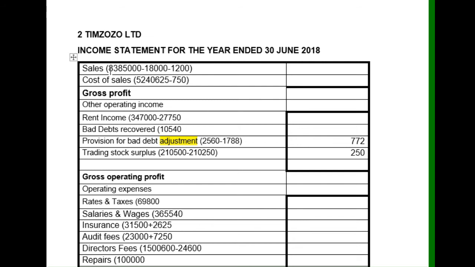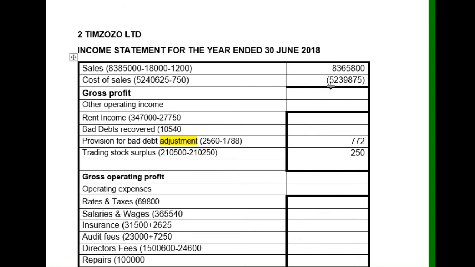To do that, I'm simply going to now do the calculation of the amounts in brackets. So it was that 8385,000 minus 18,000 minus 1,200, and that answer I'll now put in the amount column, and that is 183,658,000. Do the same for cost of sales. Take the 524,0625 minus 750. But be careful, cost of sales is an expense. It must be in brackets, 523,9875.